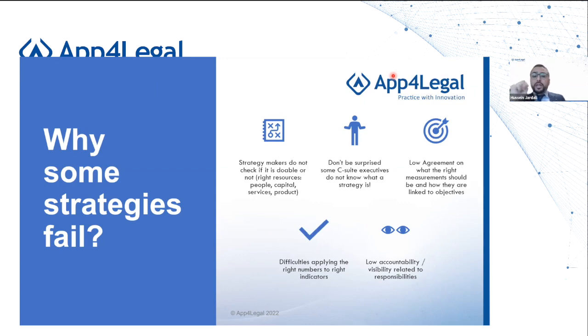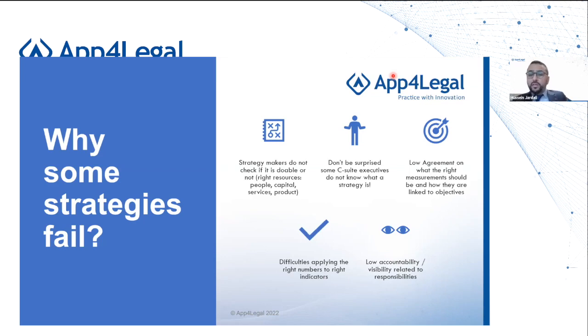Strategy makers do not check if it's doable or not. They want to do it. They want to implement a legal tech software. They want to increase lawyers' performance and utilization rate. They want to increase the number of cases done, or number of contracts achieved in one month or in one week by in-house corporate lawyers. They want to do that, right? But they don't check whether it's doable or not. This is number one.